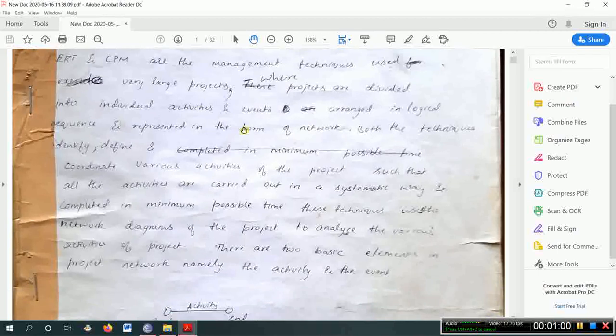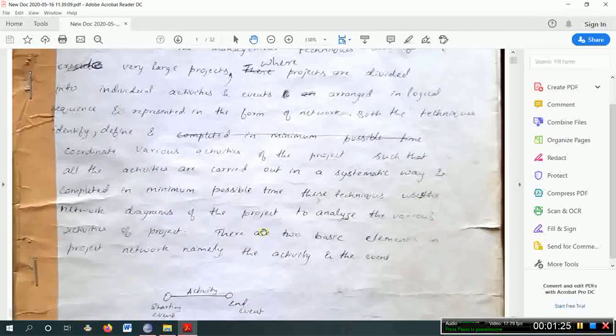The definition: PERT and CPM are management techniques used in very large projects, where the projects are divided into individual activities and events arranged in logical sequence and represented in the form of a network. Both techniques identify, define and coordinate the various activities of the project such that all activities are carried out in a systematic way and completed in the minimum possible time. These techniques use network diagrams of the project to analyze the various activities. There are two basic elements in a project network, namely activity and event.